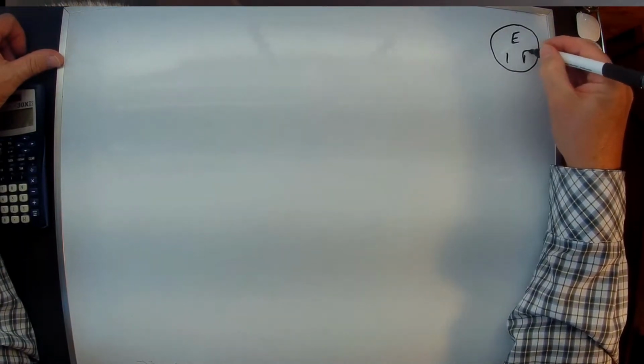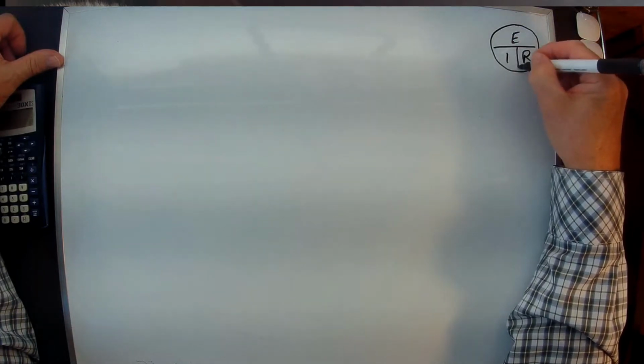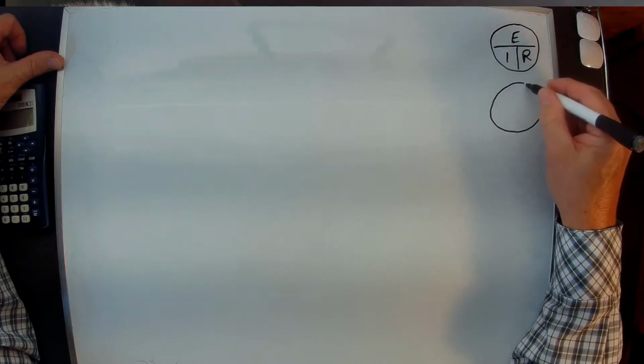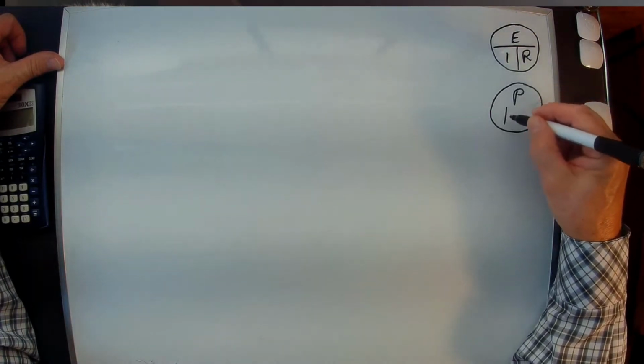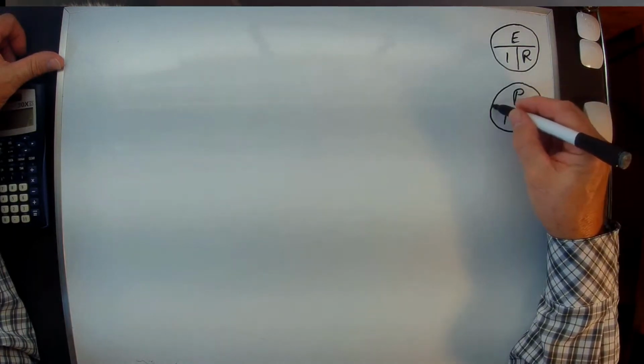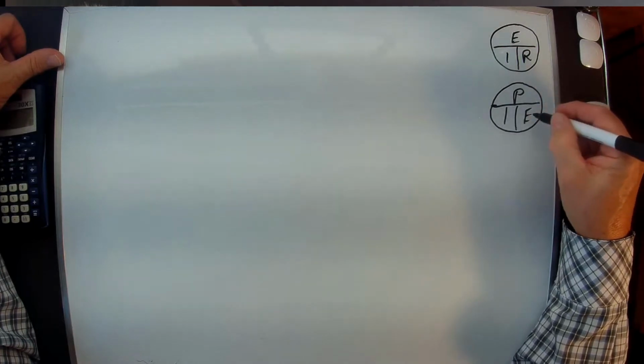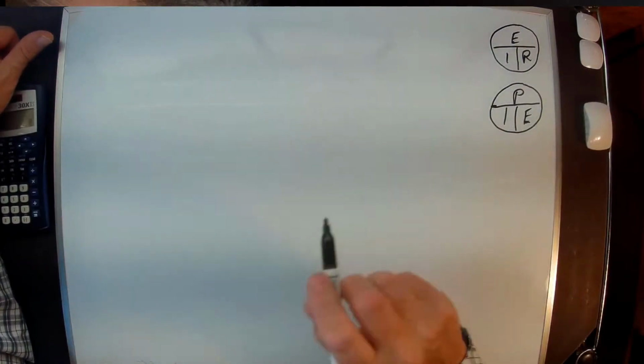So we're going to work out a couple of problems and cover the basics of parallel circuits. The first thing we're going to do is our pie charts that we generally use. Write them pretty big here. E, I, R. And these are our Ohm's law formulas. And P, I, E. So we can do most of our stuff with these two formulas, these two pie charts.